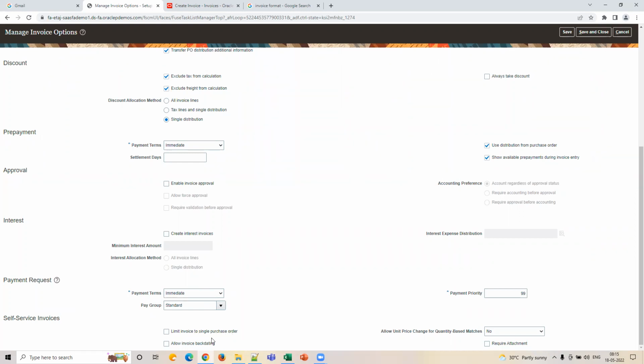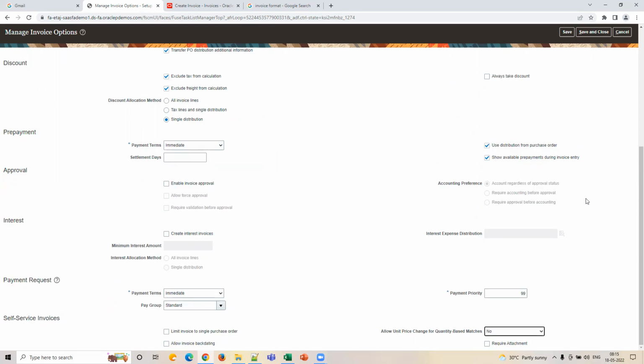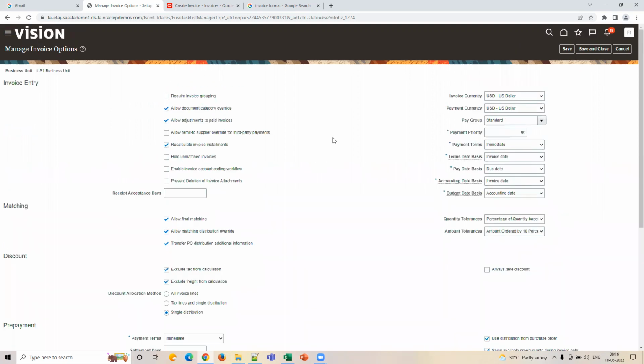Limit invoice to a single purchase order, allow invoice backdating, unit price change from quantity base. Limit means a purchase order can be applied to only one invoice. Allow them to enter backdated invoices also. All these options. Attachment is mandatory or not. They can change their unit price or not. All these options we can select over here. Okay, this is about the invoice option screen. Any doubts here? Okay, no problem.